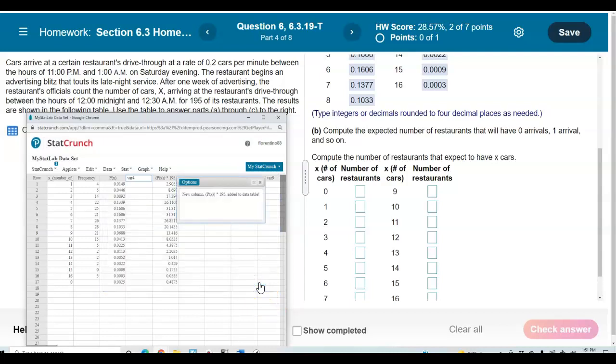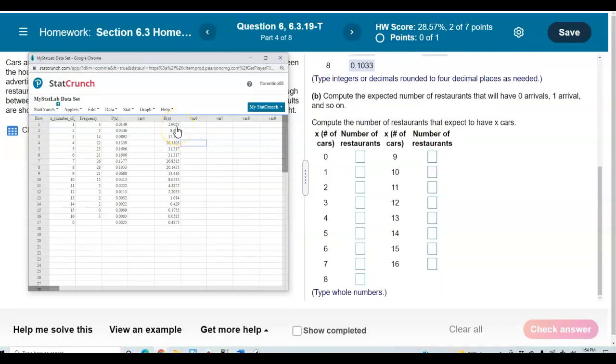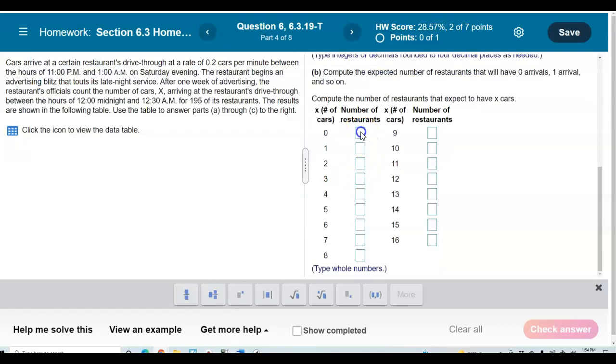Okay, so we're going to select Compute, and so therefore we can say that this is going to represent R of the value of X. And so now what this represents is the number of restaurants that expect to have the amount of cars over here. So starting with 0 down at the very bottom, how many are expected to have the number of cars for 0? Well, that means that it's 0 because it is 0.48.